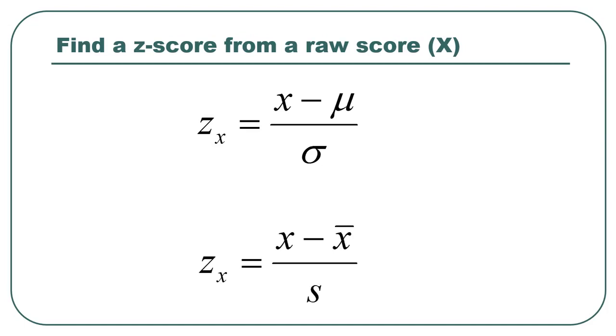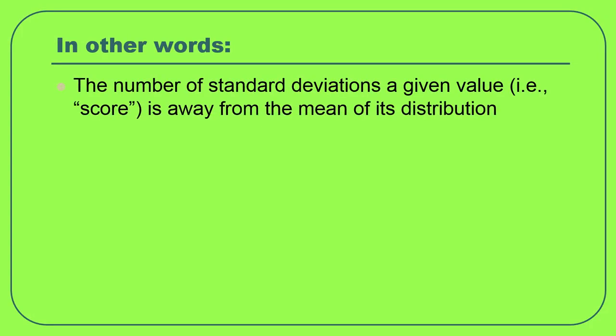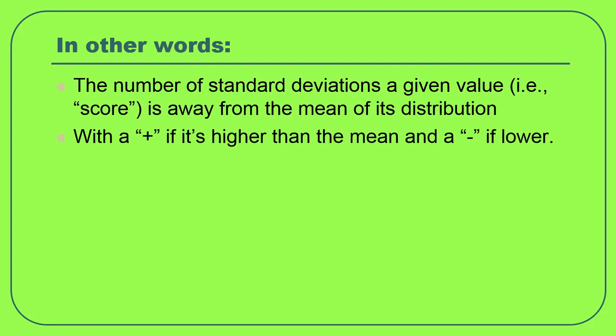You can also use symbols for the standard deviation and the mean of the sample. It doesn't actually matter. Once you get those values, however you got them, you just plug them into this equation: x minus the mean divided by the standard deviation. So in other words, it's the number of standard deviations away from the mean.